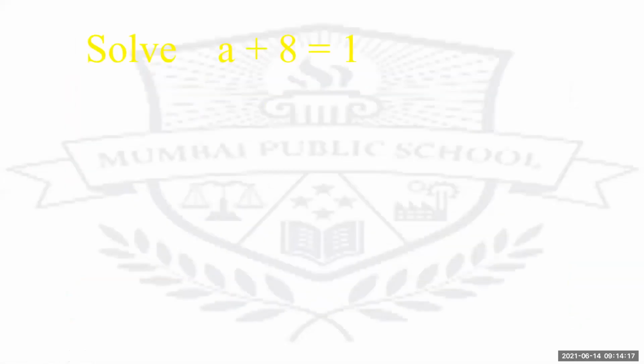Now next, solve a plus 8 equals 1. Now again, what are you going to do here? The other method is simply shifting +8 to the other side. Understand? And the other method is elimination of the terms from either side. So now here, what are you going to do?